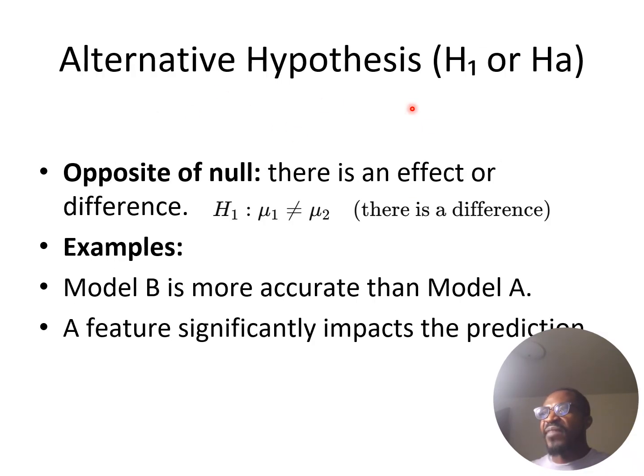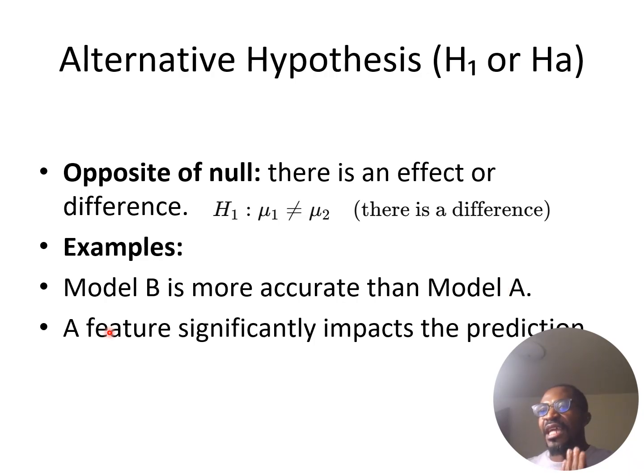The alternative hypothesis is the opposite of the null hypothesis. Since in the null hypothesis we are saying that there is no effect, for the alternative we are testing if there is an effect, or a difference. And remember, mu1 and mu2 here are testing the means of what? Two groups. So for example, model B is more accurate than model A, if we are comparing the accuracies of those models.